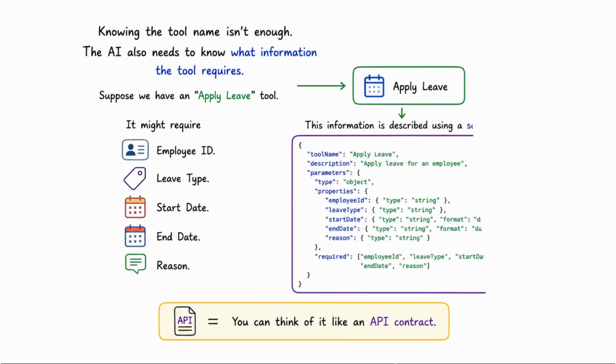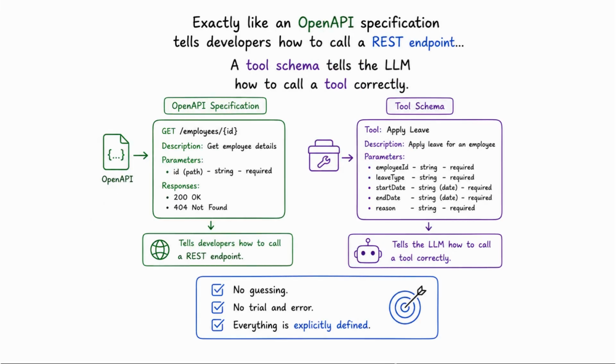Knowing the tool is not enough. The AI also needs to know what information the tool requires. Suppose we have an apply leave tool. It might require employee ID, leave type, start date, end date, reason, right? This information is described using a schema. You can think of it like an API contract. Exactly like an OpenAPI specification tells developers how to call a REST endpoint, a tool schema tells the LLM how to call a tool correctly. No guessing, no trial and error, everything is explicitly defined.